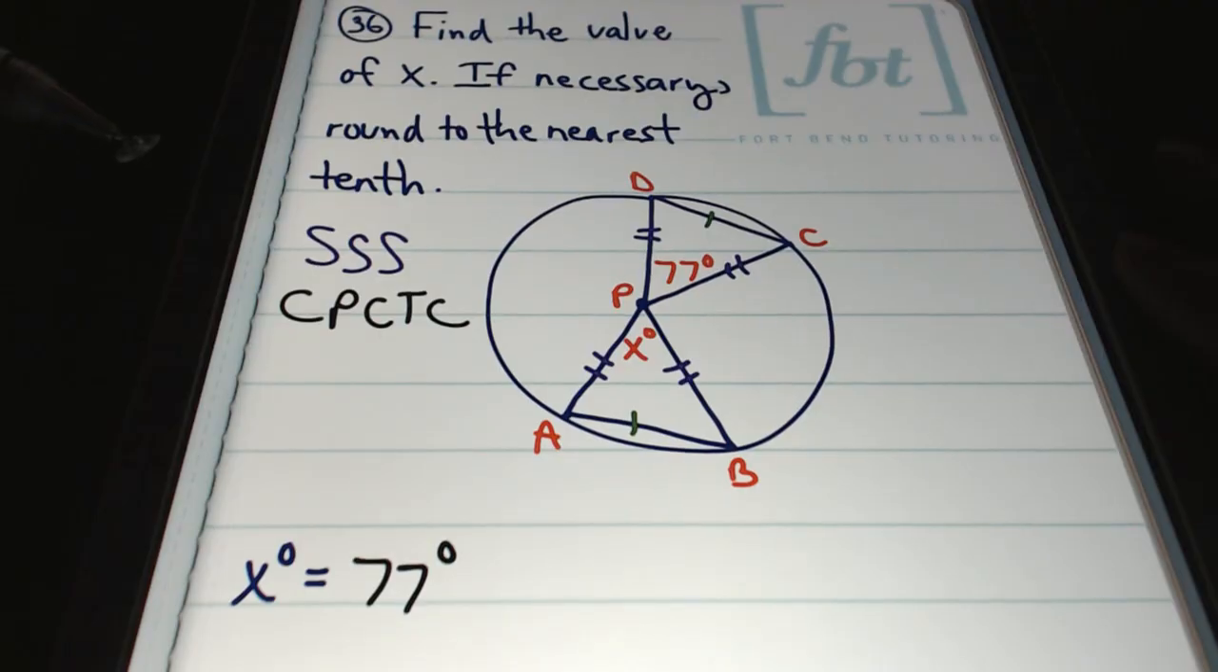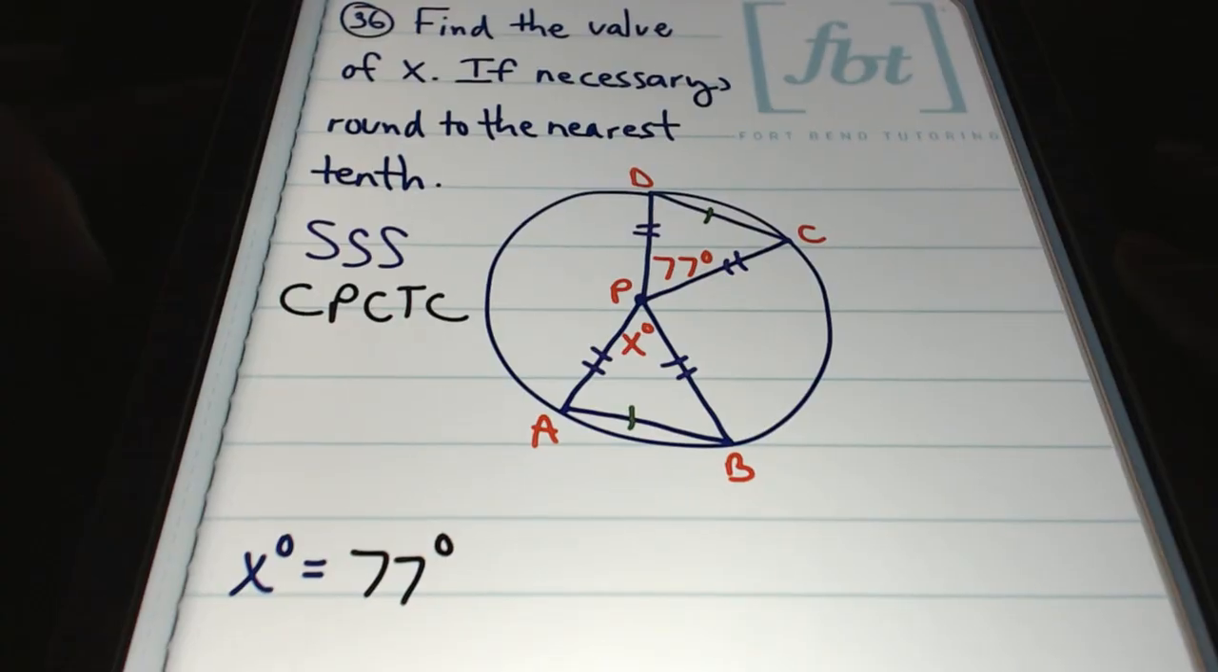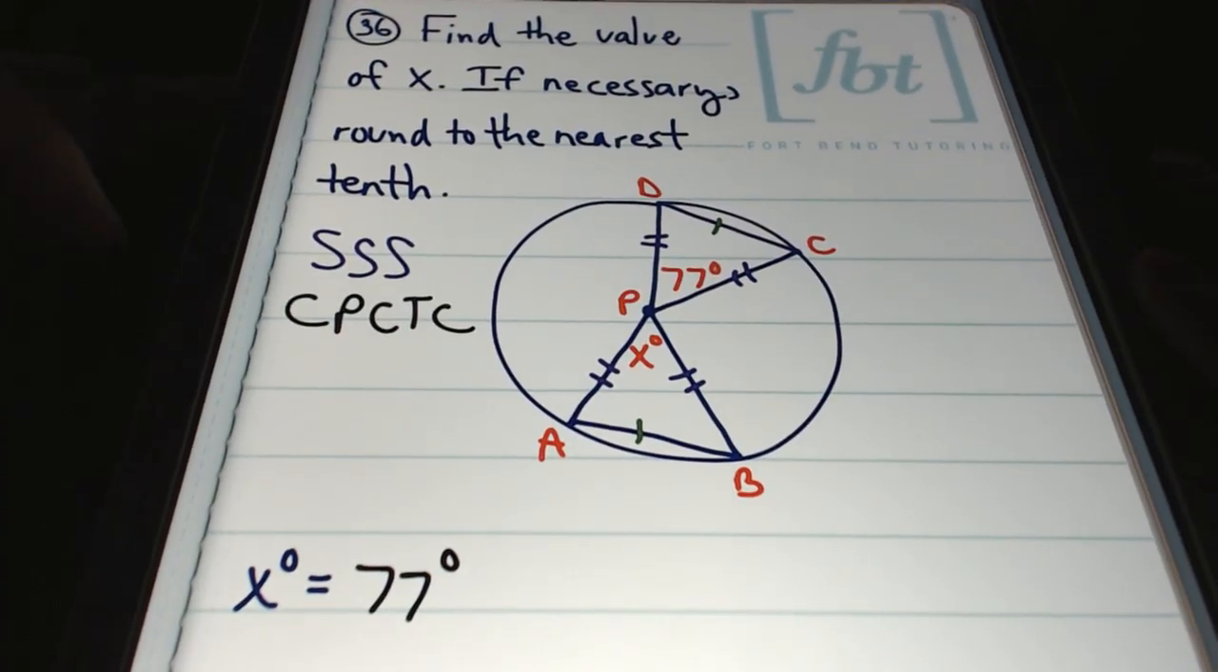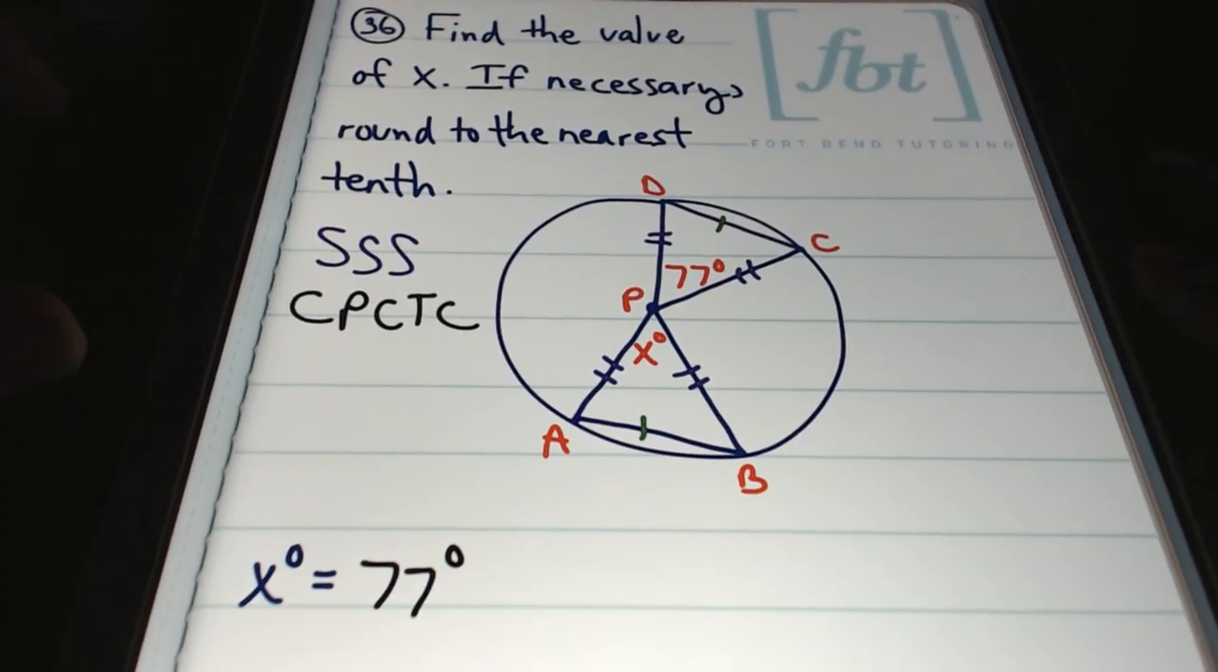And that's the answer. That's right, Three Musketeers, CPCTC. And you can prove that using the SSS postulate, because all three sides of our triangles had the same length. So that's how we can prove that those two triangles were congruent to one another. Therefore, as Three Musketeers has pointed out, our measurement for x is 77 degrees.